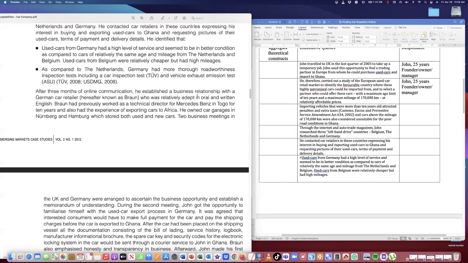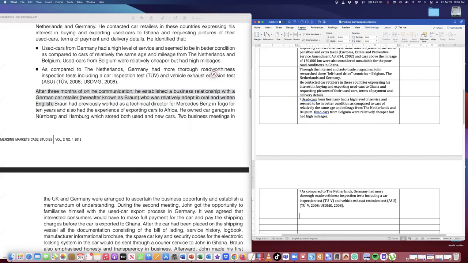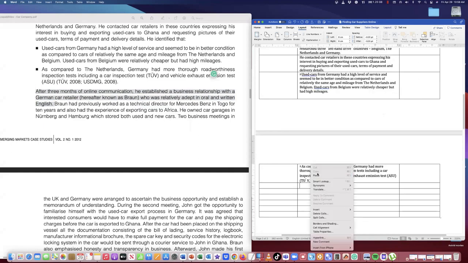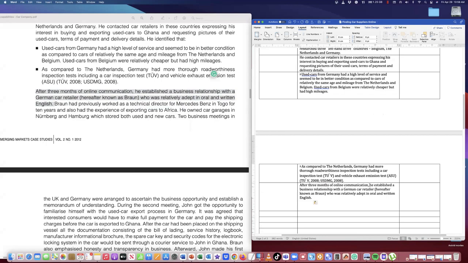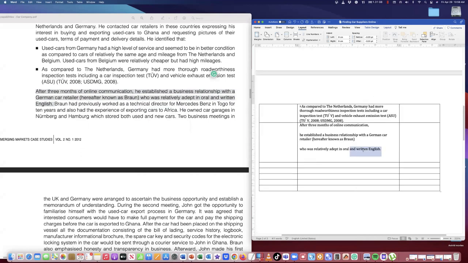Okay, who was relatively adept in oral and written English? This one, there are a lot of things here. Do you realize it? They separate it. Yes. Okay, you just put it down. We can do multiple coding. We call it multiple code, so each one can be on its own. Like what did the gentleman say? This one will be a sentence. And this one, he established a business relationship. Then the other one will be a characteristic of Braun. So we can separate them after putting them in.